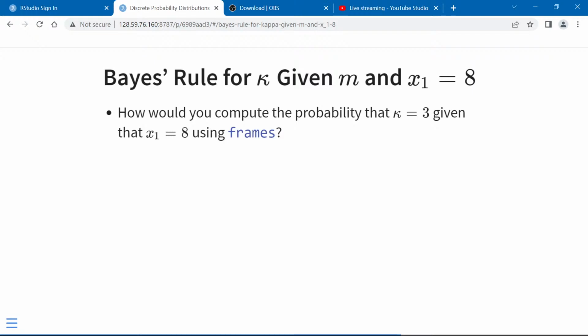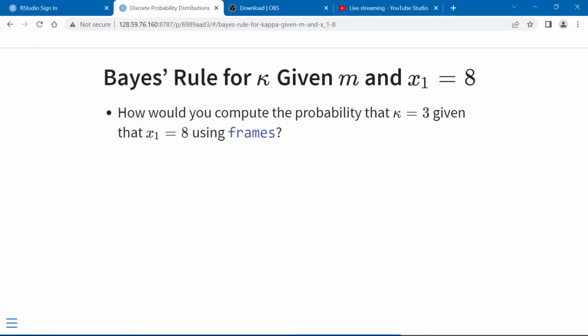Need everybody to be able to do this. It's the computational version of Bayes' rule: how to get the probability of something we don't know, given what we do know. So suppose you observe a bowler whose first roll knocks down 8 pins. How would you update your beliefs about what that bowler's kappa is? How do we get the probability of what we don't know, given what we do know, the modern way?